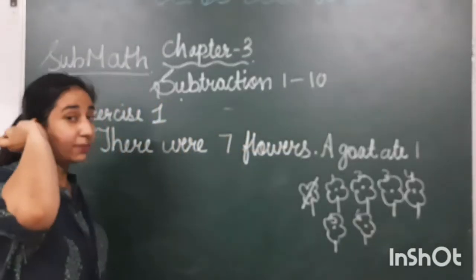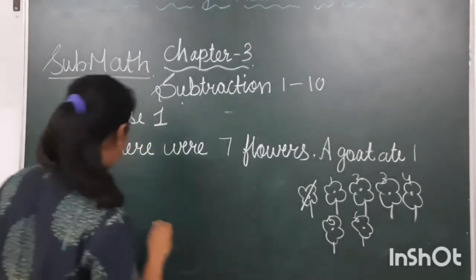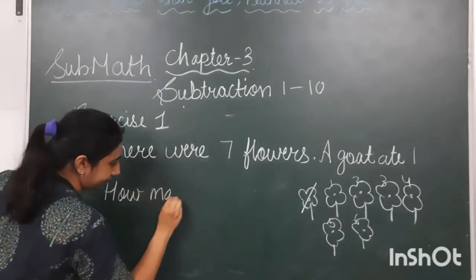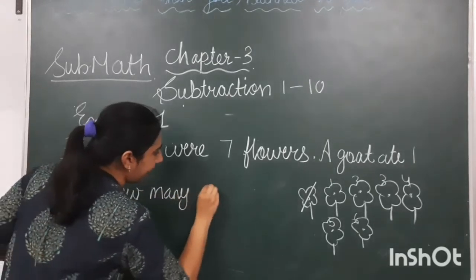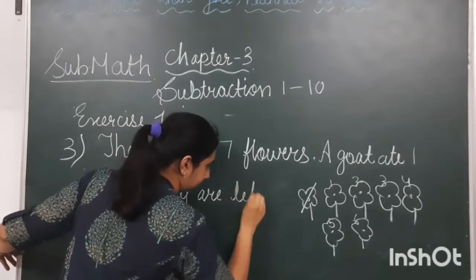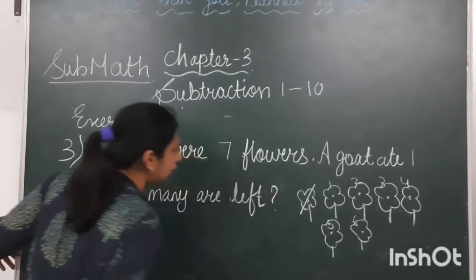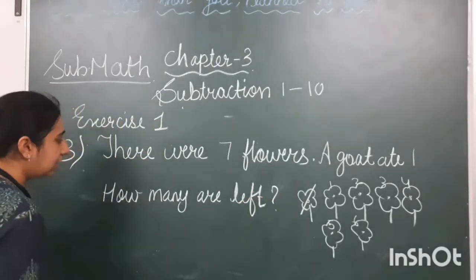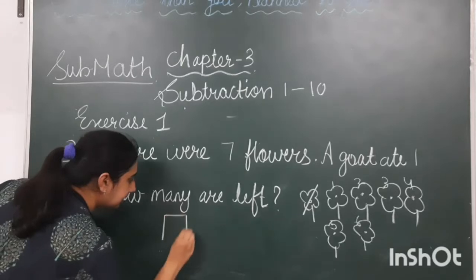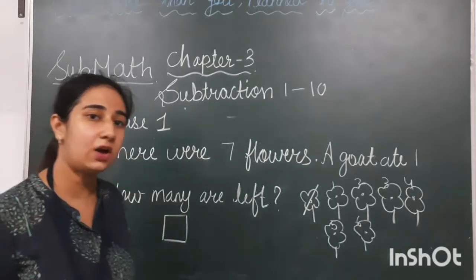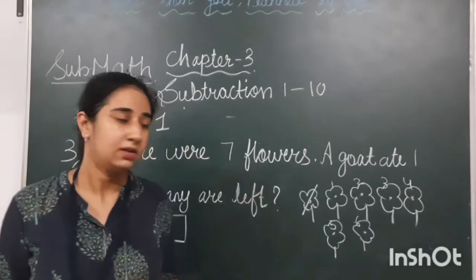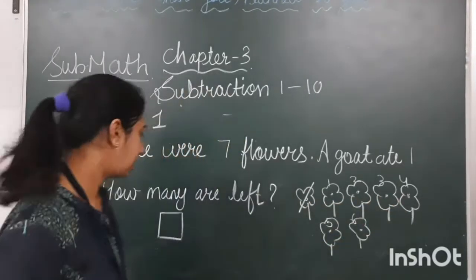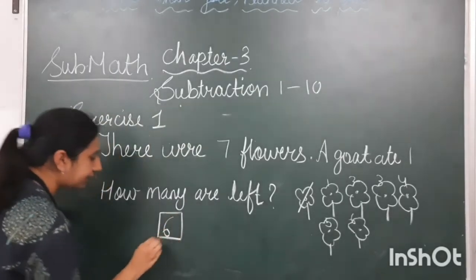6 flowers are remaining. But how to write this? First of all, I will write how many are left. We'll put the sign of question mark. When a question is asked, we have to put a sign of question mark. I will make a box. So, how many are left now? After a goat ate 1 flower. 1, 2, 3, 4, 5 and 6. So, I will write 6 here in the box.